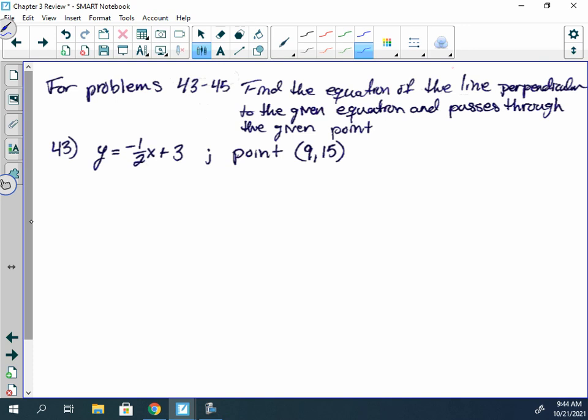43 through 45, I think these are the last 3. Yes? Or there might be one more. Oh yeah, slope of a line. We'll definitely need to get the equation for it. Here, perpendicular. For the perpendicular slope, we do what? We change and flip. Change and flip.